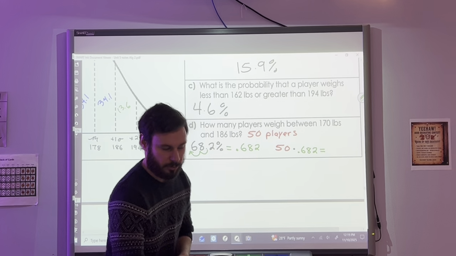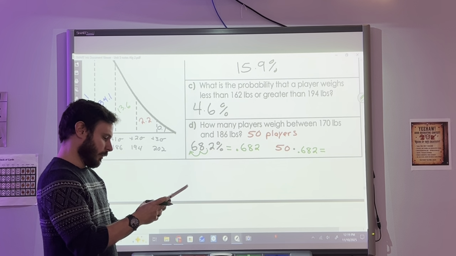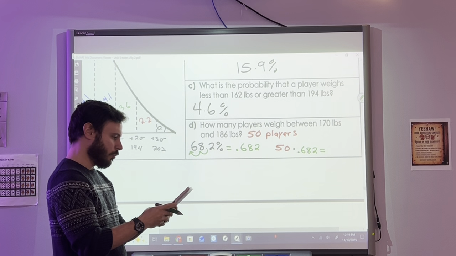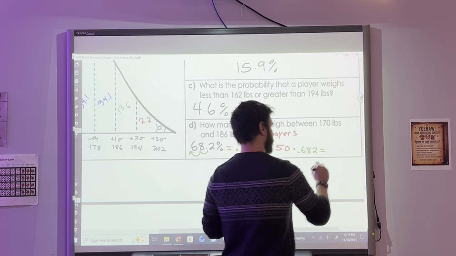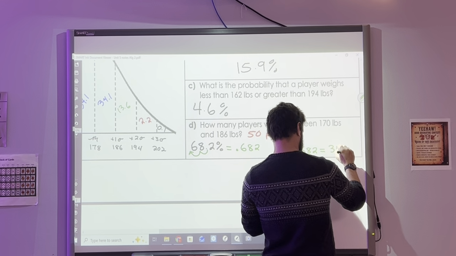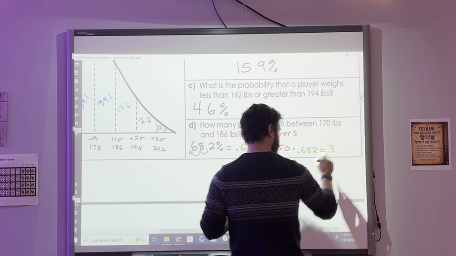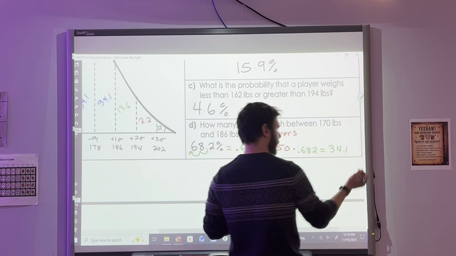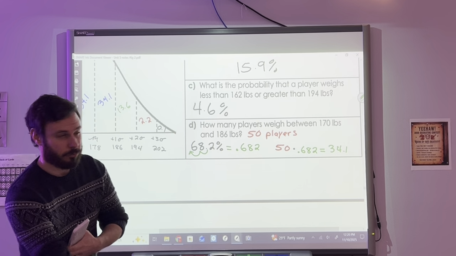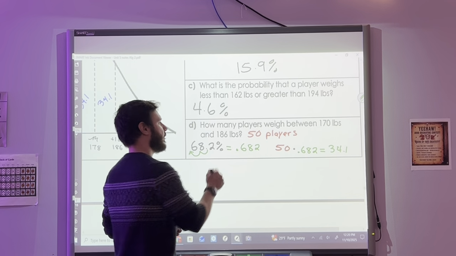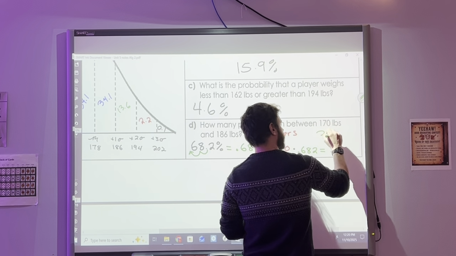And I get something. 50 times 0.682, 34.1. Now let's get real because we can't have 0.1 of a player, right? So how many players? About 34.